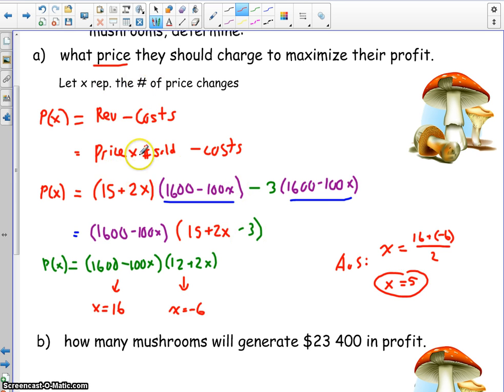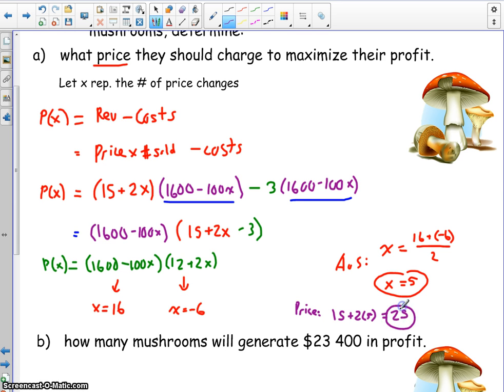So if we want to find our actual price that should maximize the profit, well, remember that our price was $15 plus $2 for every price change. So our total final price will be 15 plus 2 times 5, which gives me $25.